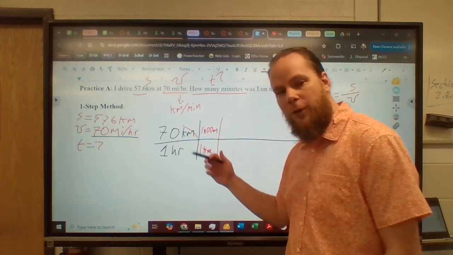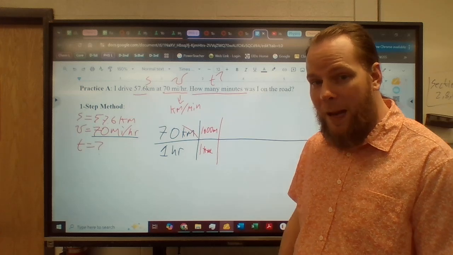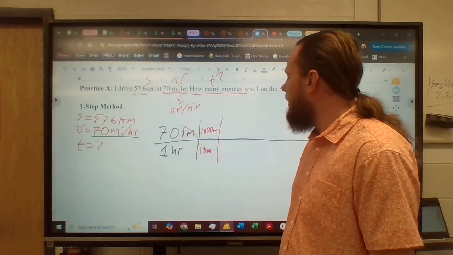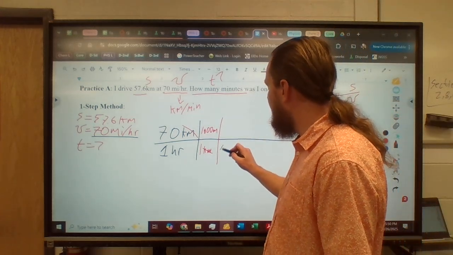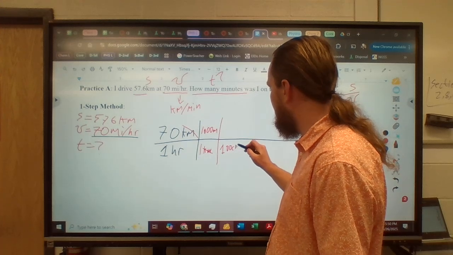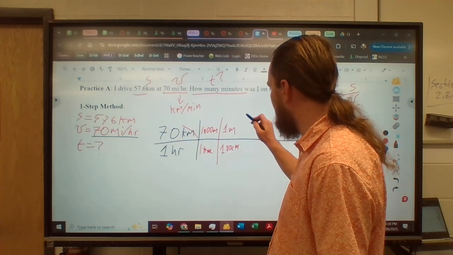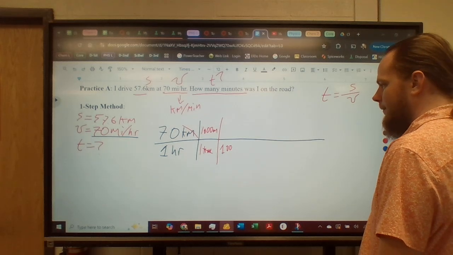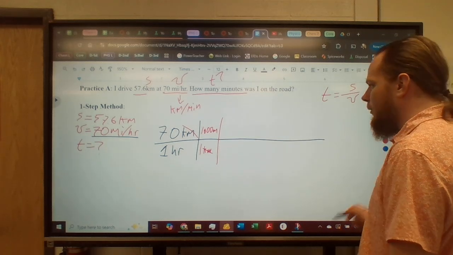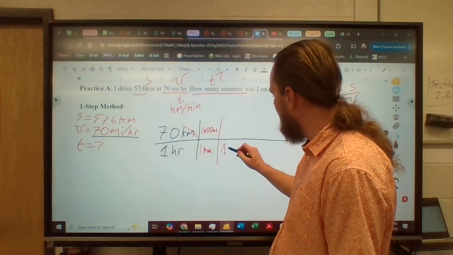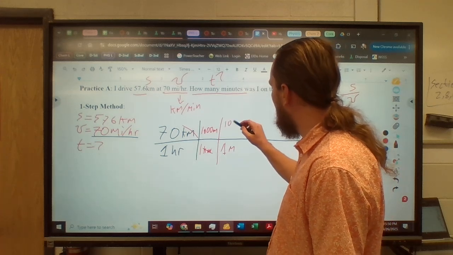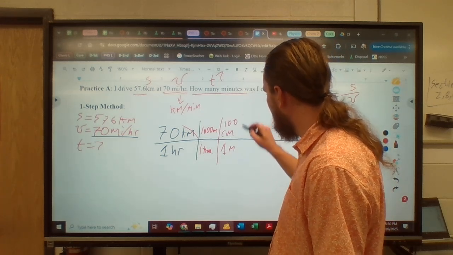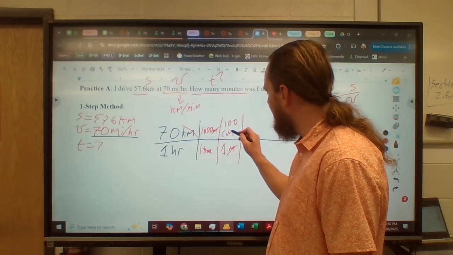Now we need to get from meters to centimeters. Hopefully you have your maps still. Meters to centimeters, that's going to be 100 centimeters per 1 meter. I wrote that upside down. Hang on. We need the meters to cancel, so meters has to go on bottom. 1 meter per 100 centimeters. Our meters now cancel and we're in centimeters.